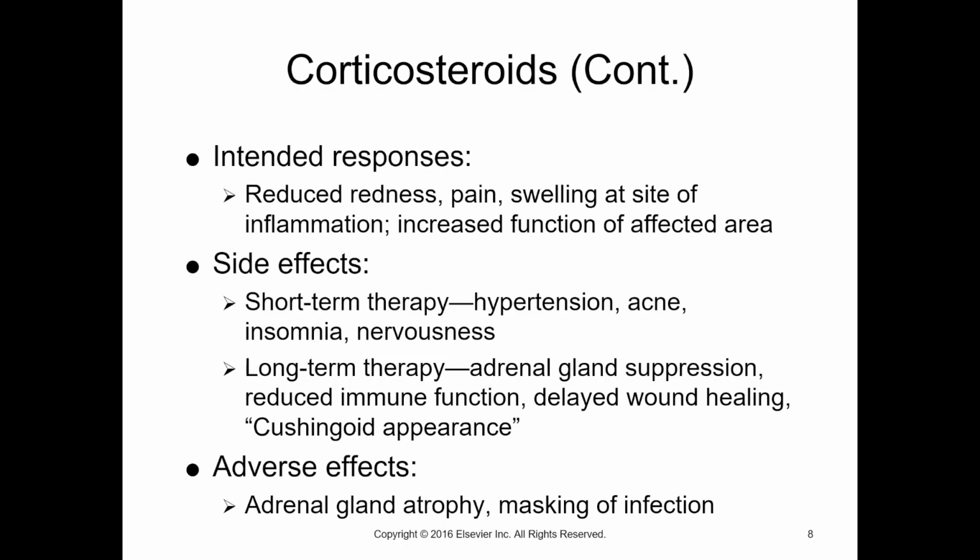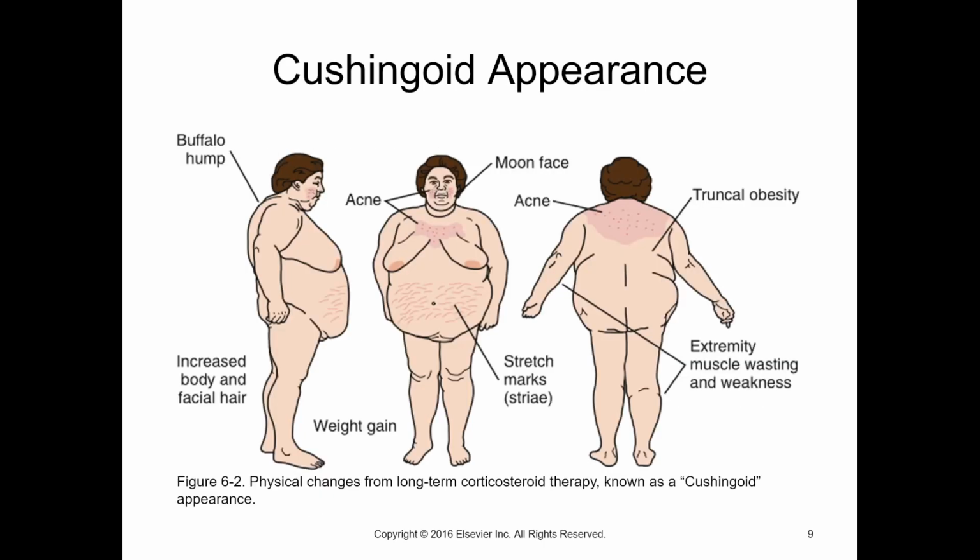A lot of the side effects of corticosteroids in the short term is going to be things like hypertension and acne. In the long term, we actually start to see adrenal gland suppression. We see profound immune reduction, which is why they do use it in autoimmune diseases, and a Cushingoid appearance. As you'll see here, Cushingoid appearance, you get weight gain, truncal obesity, the moon face, the quote-unquote buffalo hump. Females start to get the hirsutism, where they start to develop body hair and facial hair.